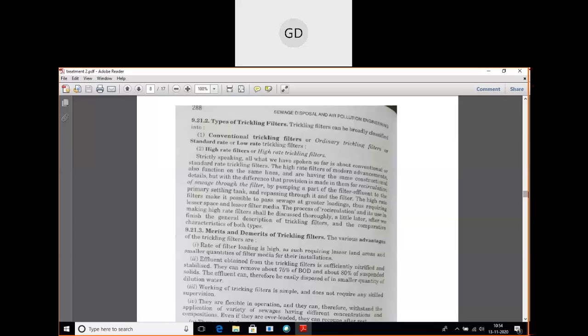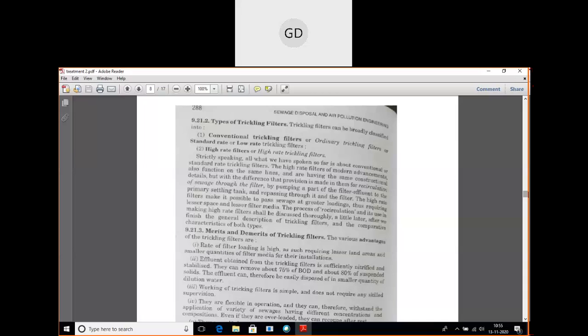So what is the difference? Provision is made in them for recirculation of sewage to the filter by pumping a part of the filter effluent to the primary settling tank and repassing it through it and the filter. So the high rate filters make it possible to pass the sewage at greater loadings, with less space and less filter media.